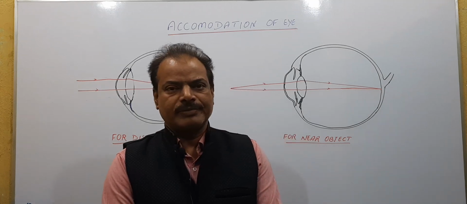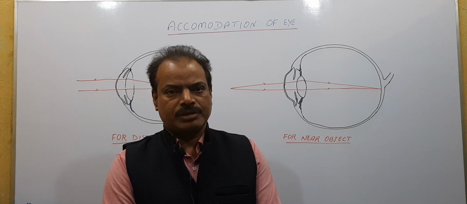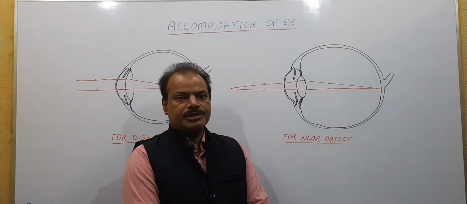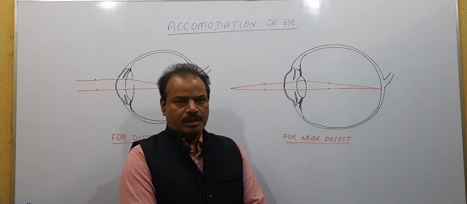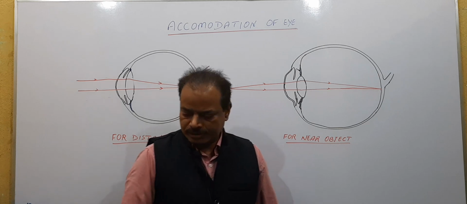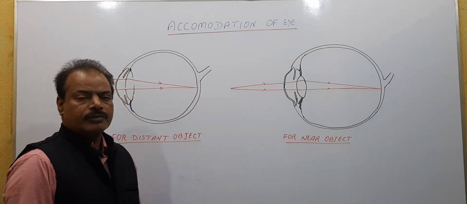Hello students. In this lecture, we will discuss accommodation of the eye, dark and light adaptations of the eye, and some common defects of the eye and their corrections. At first, accommodation of the eye.